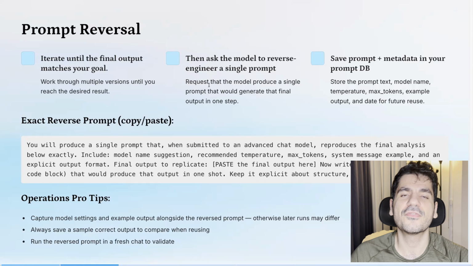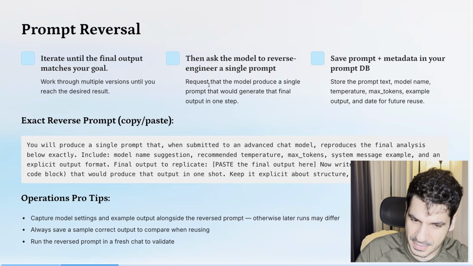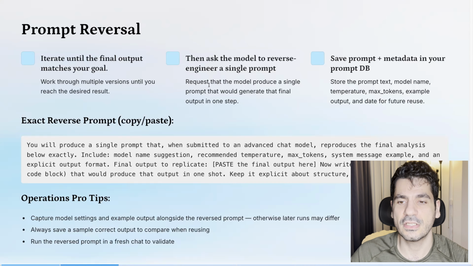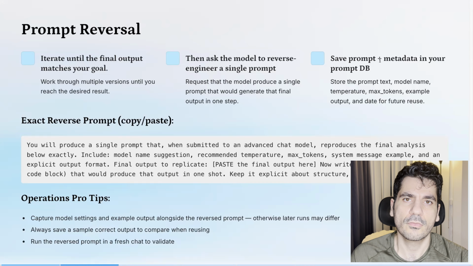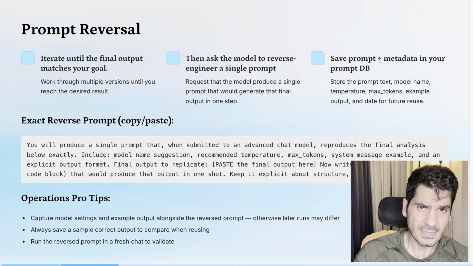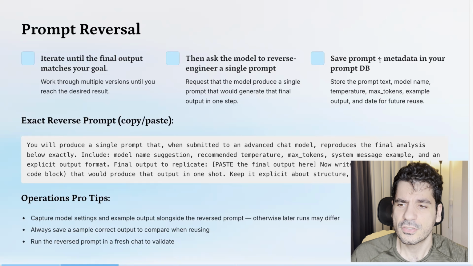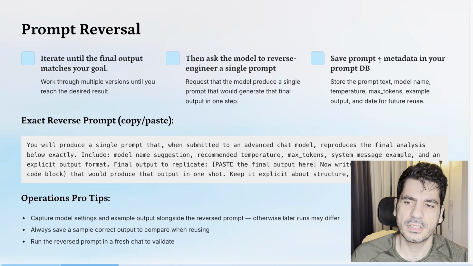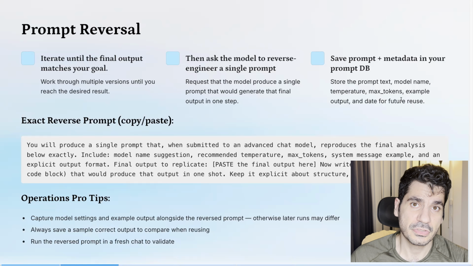So this is a kind of tricky technique to make sure that you get the response regardless in one shot. And if you are working with the APIs, you also want to save the metadata, but if it is just in chat, you just save the prompt. So if you are in API mode, you need to also save the model name, temperature, tokens, and the example output, so you can use it for later.